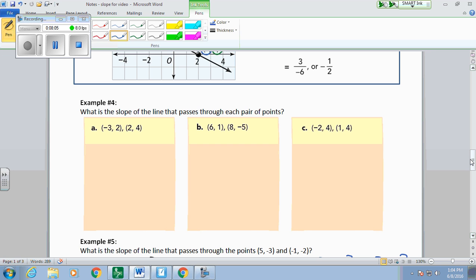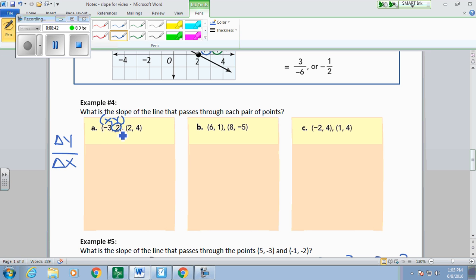I don't want to scroll down too far. Number 4, if you notice, there's no graph even here. They're just giving you the coordinates and expecting you to find the slope, which is totally doable. Number 4 is saying what is the slope of the line that passes through each pair of these points. So again, reminding ourselves that we have x, y coordinates. We're always thinking again in our head, change in y divided by change in x. That seems kind of familiar to me. The y goes over the x. Remind yourself of that for later.